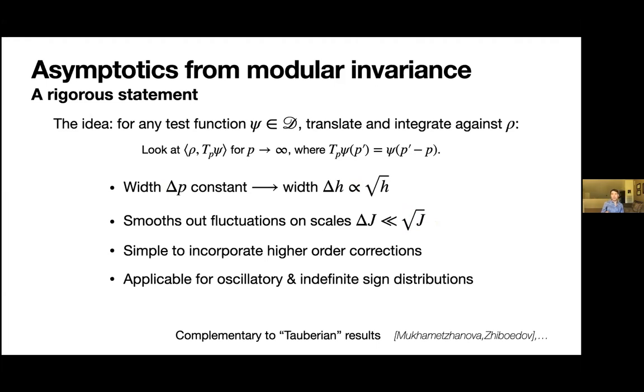It's both a feature and a bug. It means you can make stronger statements, you can prove things that are rigorous, but the statements you get are perhaps weaker, for example, than those you get from Tauberian type theorems. On the other hand, it's really easy to incorporate higher order corrections, and you can. So it's a complementary approach to these Tauberian type results, and it's simple to apply when your distributions aren't necessarily positive and so forth.